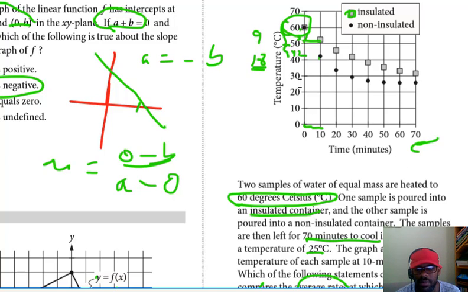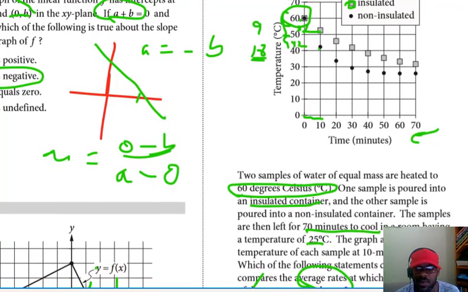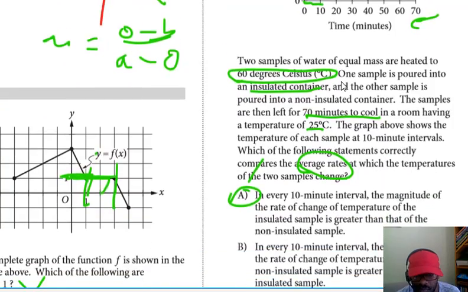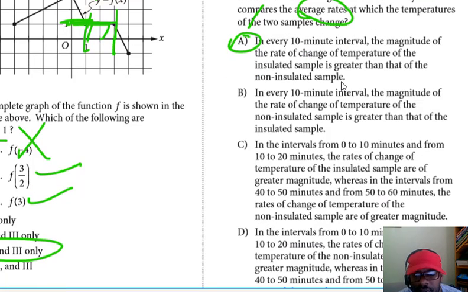So in 10-minute intervals, the non-insulated water cools down faster compared to the insulated. So it's not the same for every 10-minute interval. Again, for every 10 minutes, this is kind of generalizing. In the interval from 0 to 10 minutes and from 10 to 20 minutes. Let's see, okay, the first one.